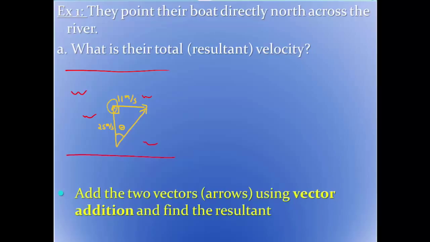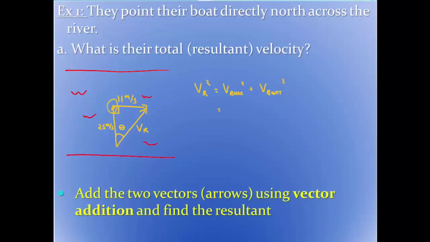So what is their total or resultant velocity? Well, this is simple. It's a right angle triangle. We have the two sides. That sure sounds like the Pythagorean theorem to me. So I'll label this V sub r. And what do we know? We know V sub r squared is equal to the V river squared plus the V boat squared.